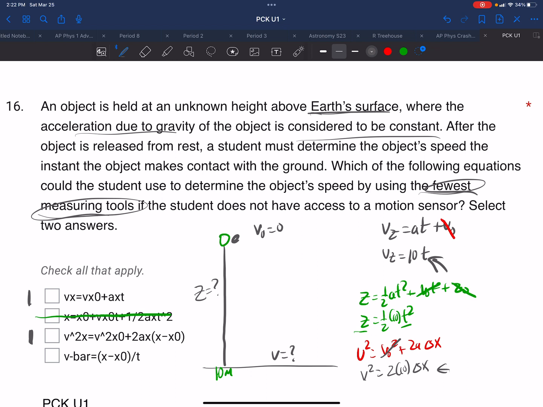last one. The last one, v bar equals x minus x0 over delta t. Now we can measure this with a meter stick, and we can measure this with a timer. But that's only going to give us the average velocity. We can get the final velocity, but we would need to use a second equation to do it. So clearly we are already at 2 measurements here, and we have to invoke an equation that we haven't been given permission to use. So it is the first and the third answers.